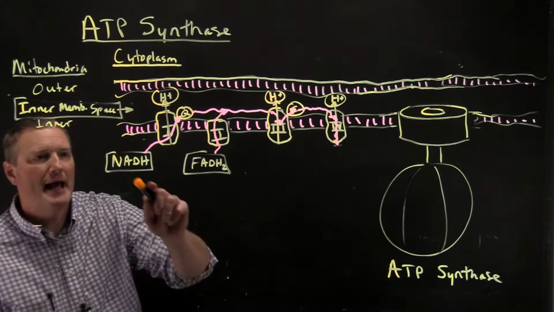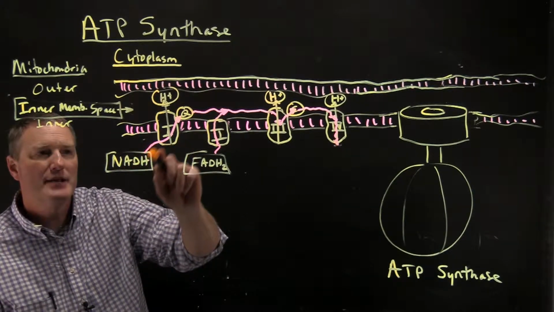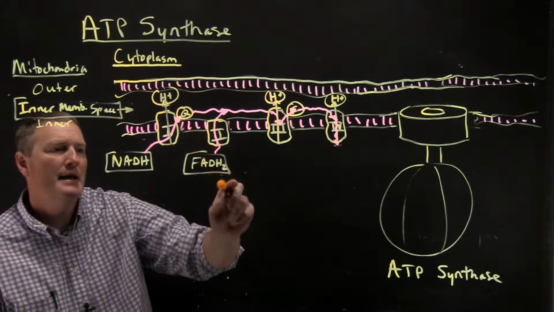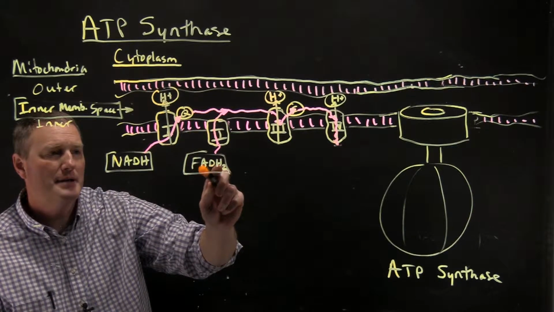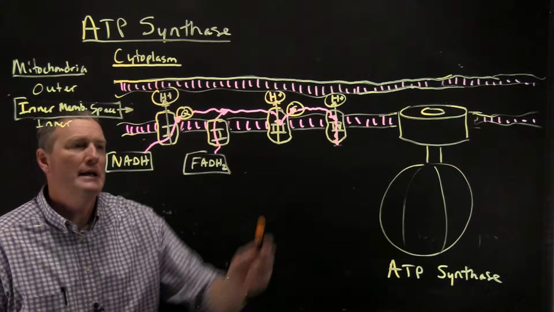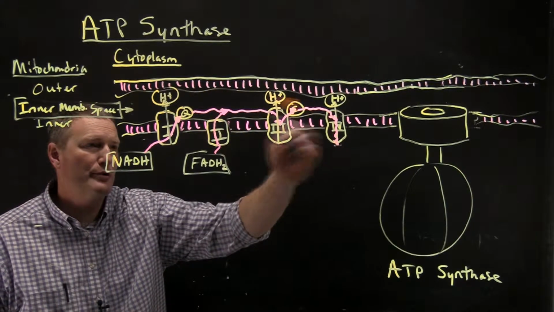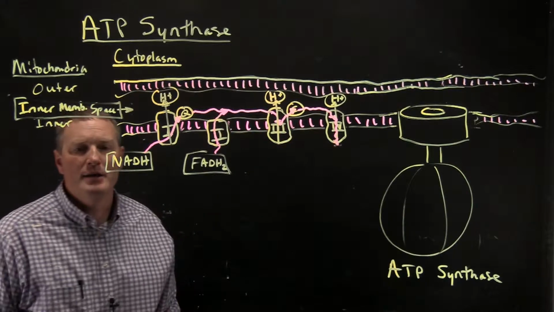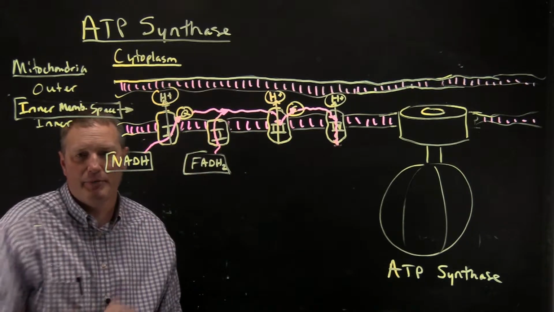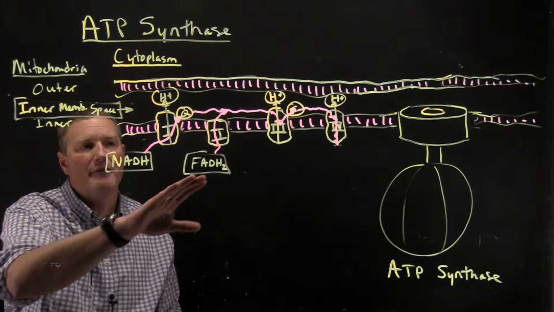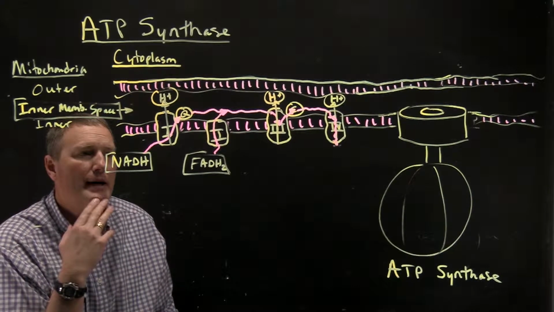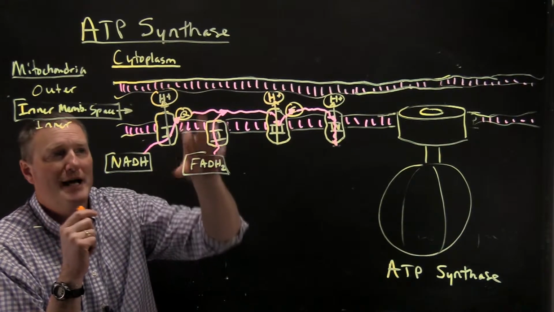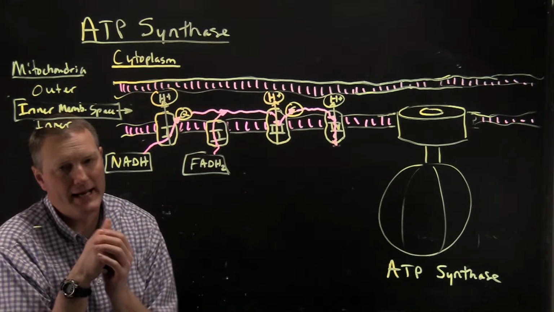And recall that at complex 1, NADH dumps its electrons off and a proton gets pumped into the inner membrane space. FADH2 dumps its electrons off at complex 2. And then as the electrons flow through, ultimately 2 more protons get pumped at complex 3 and 4. So each NADH ultimately is going to pump 3 protons, and each FADH2 is going to pump 2 protons. All right, so ultimately then, it's this proton gradient that is the key to making ATP.